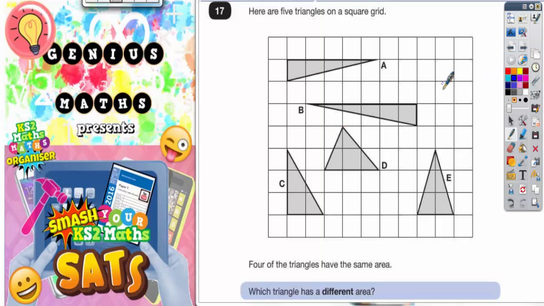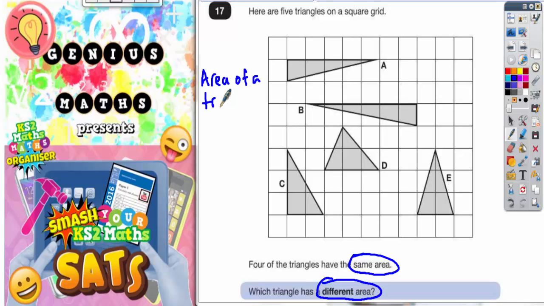Question 17. Here are 5 triangles on a square grid, A, B, C, D and E. 4 of the triangles have the same area, and we've got to identify which one of the triangles has a different area. Now it's obviously about area of a triangle, so we need to remember the formula to find the area of a triangle.